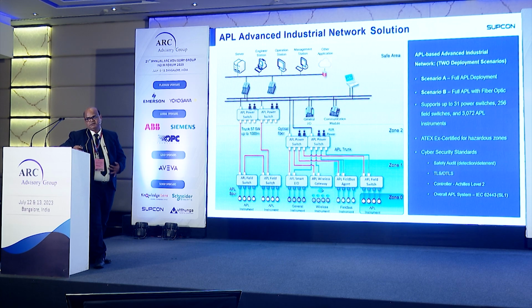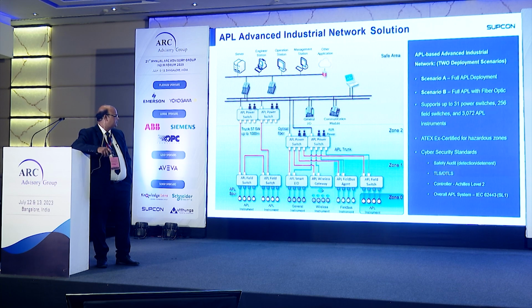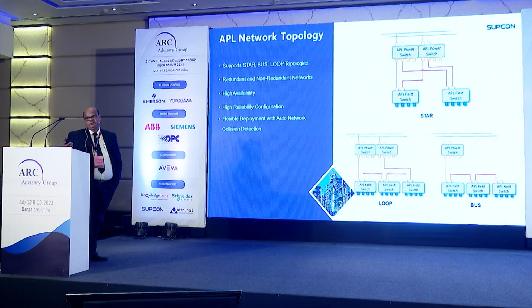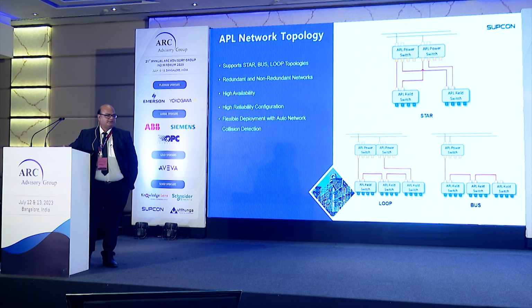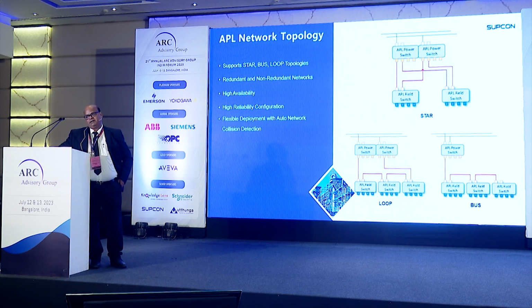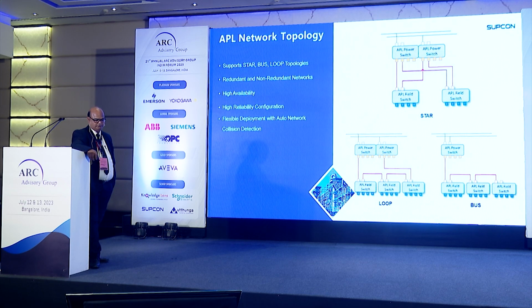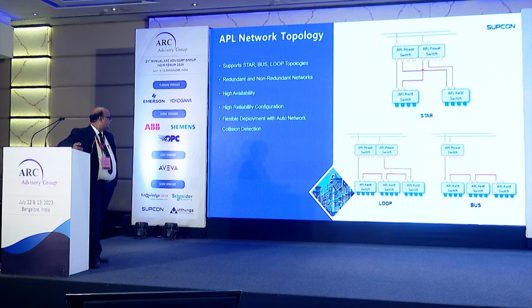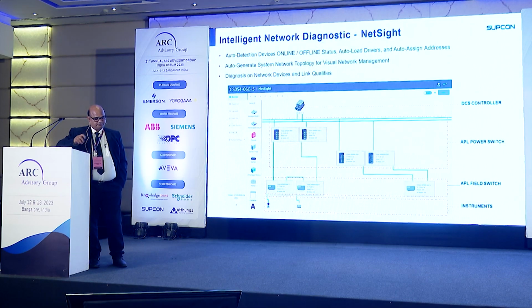Now they are having different topologies, redundant as well as non-redundant. So that I will show you. So all the three types of topology you can use for communicating with the field instruments. The first one is APL network topology, the star, which is having the redundant system. Then we are having the loop and the bus. We are using the star because we require the redundant systems. Again, next slide I will show.